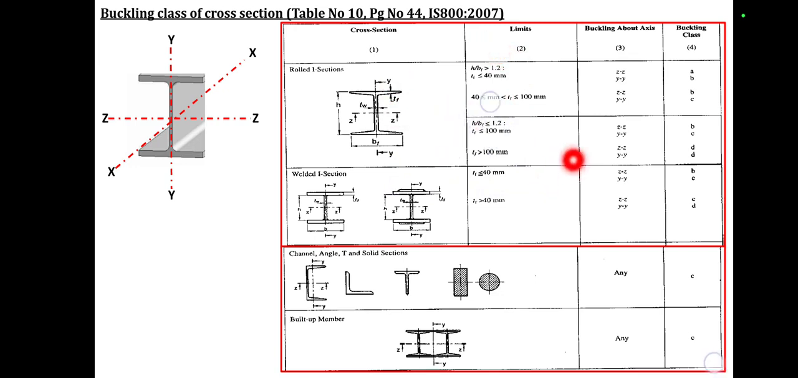Then if this ratio of h upon bf is greater than 1.2 and the thickness of the flange is less than 40 mm, that time the buckling may be about z axis or y axis. The second case is if this tf value is greater than 40 and less than 100 mm, that time the buckling will also be about z or y axis. Now depending upon the value of r minimum, the further classification is done. If my rxx value is less than ryy value, that time my buckling class will be A, and if my ryy value is greater than rxx value, that time my buckling class will be B, and similar will be the further classification of the section.